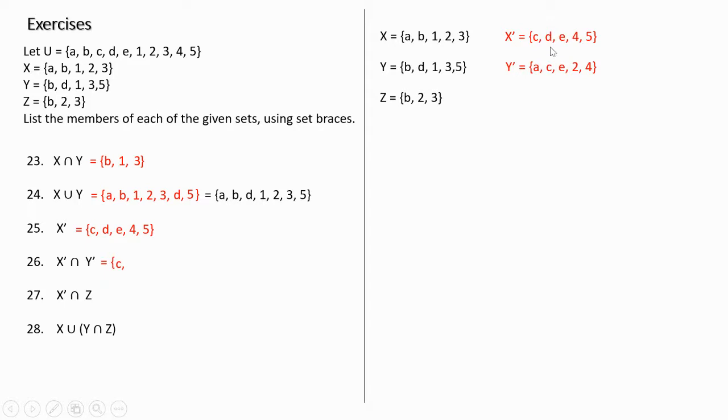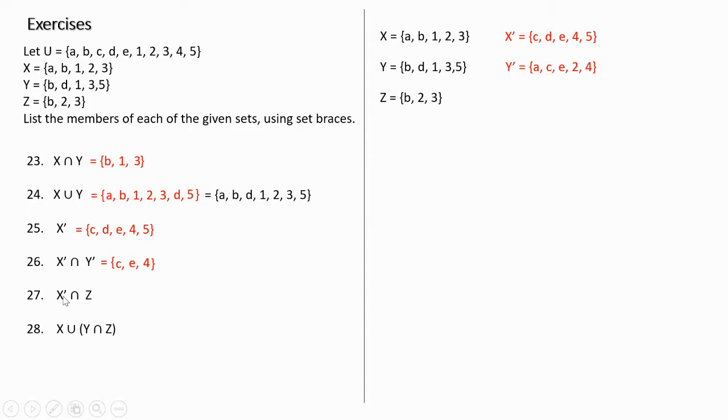How about a D? No. How about an E? Yes. How about a 4? Yes. How about a 5? No. So that's all they have in common. So that's the answer for the complement of X intersects the complement of Y.